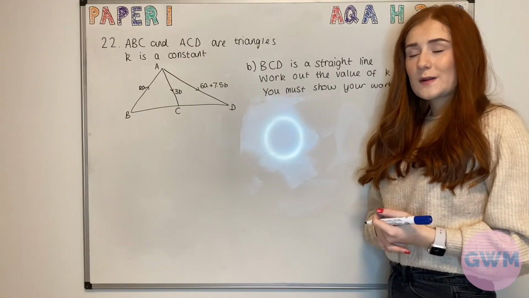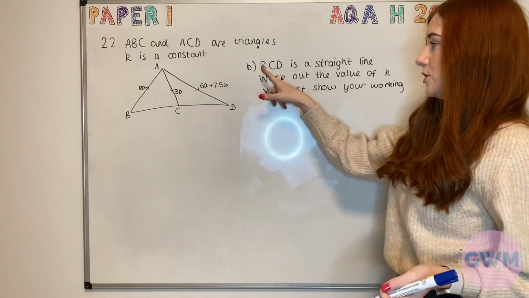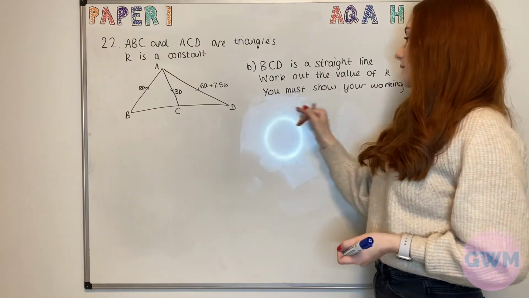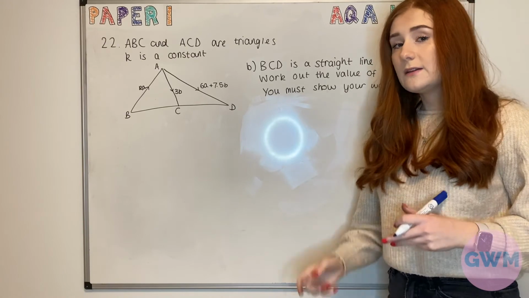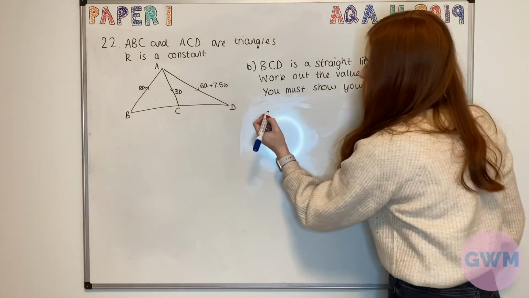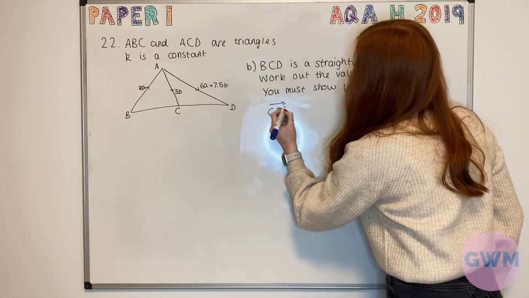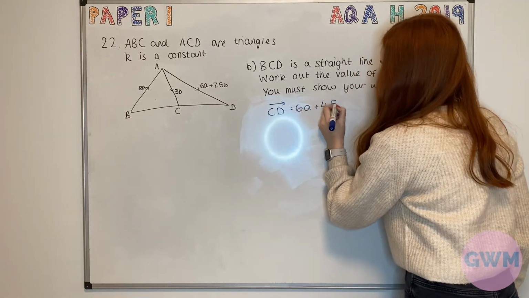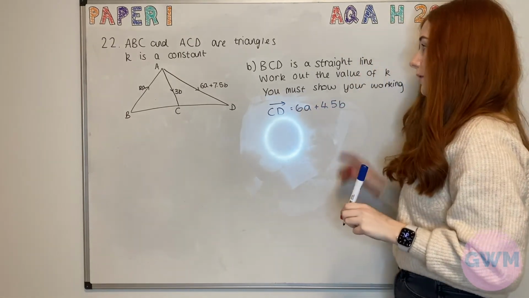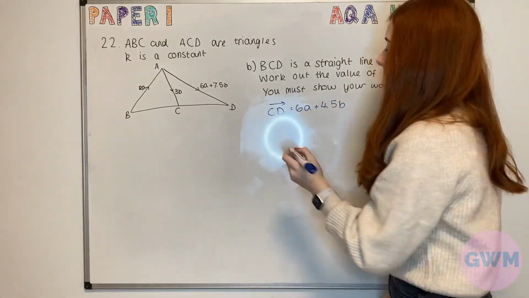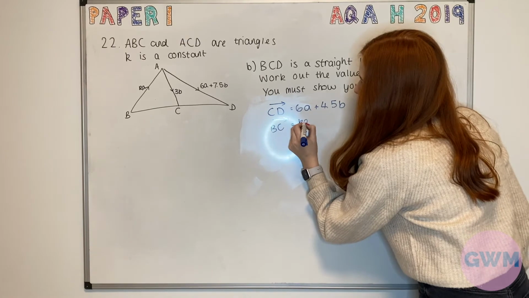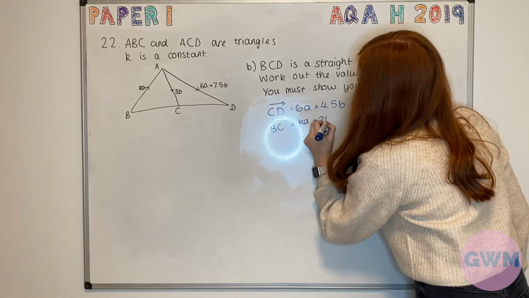Okay, we're on to 22b now, and we've got a little bit more information, and that BCD is now a straight line. We want to work out the value of k. You must show your workings. Okay, well, even if you couldn't do 22a, it gave us some information. It gave us that CD is 6a plus 4.5b. The other part of the straight line is BC. We worked that out earlier as well, and we now know that that is that.